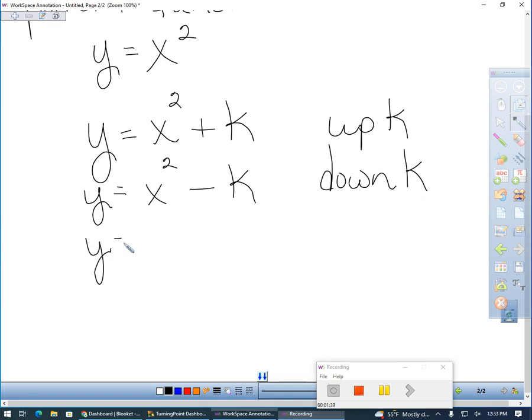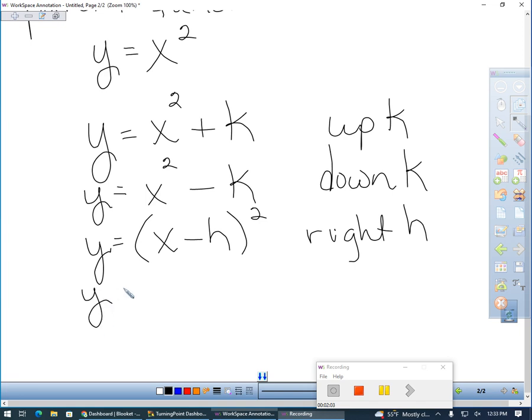If I have y equals, and in with x, we have (x minus h) squared, we always said you can take what's in there, set it equal to 0 and solve it. It will tell you where you're going, right? So this is going to the right h units. If I have y equals (x plus h) squared, this goes to the left h units.